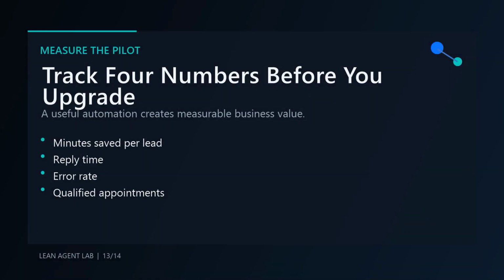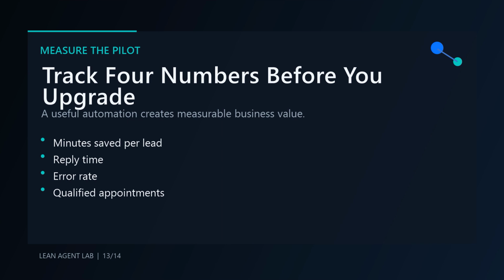Before you buy anything, track 4 numbers for 2 weeks. First, estimate the manual minutes saved for every lead. Second, measure the time from form submission to the first useful reply. Third, count errors, duplicates, and drafts that require major rewriting. Fourth, track how many qualified conversations or appointments the workflow helps create. Put those numbers in the same sheet as the leads.